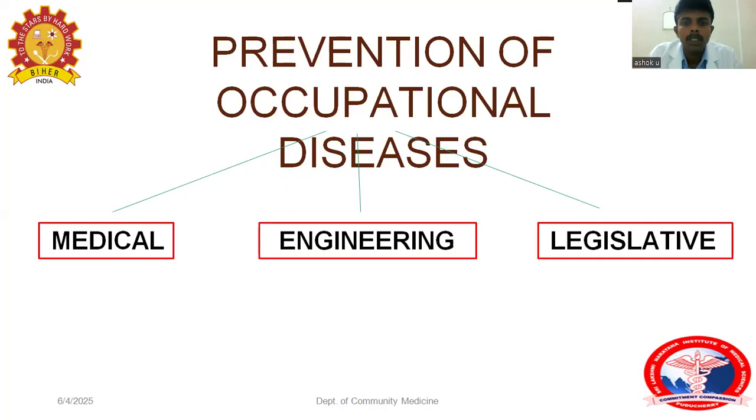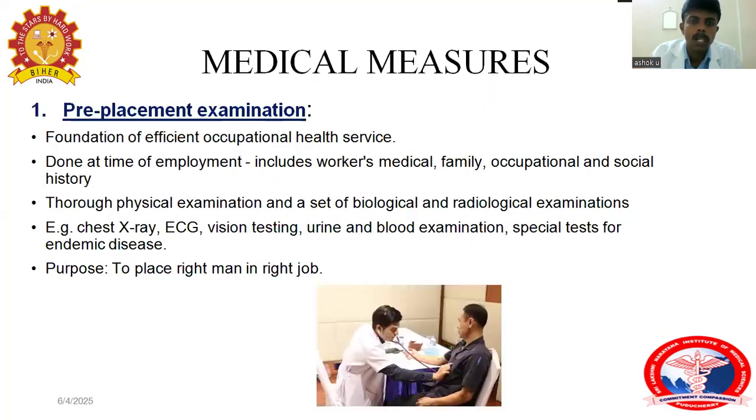Coming to the prevention of occupational diseases, there are three domains under prevention. The first one is the medical domain, then engineering measures, then legislative measures. First we see the medical measures. So under medical measures, we have what is called pre-placement examination.